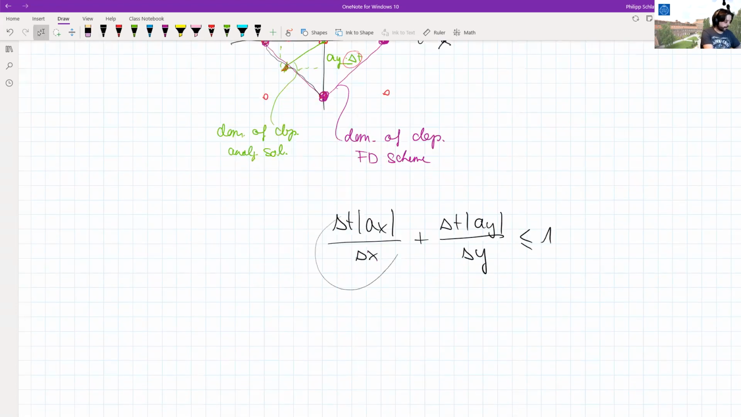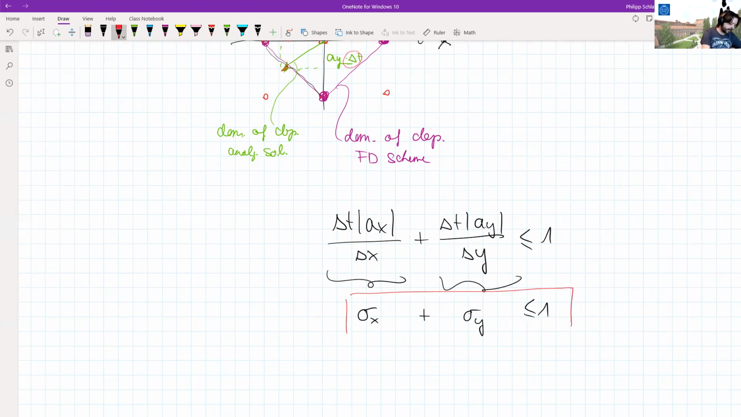Okay. This is the CFL condition in 2D. And obviously, you can think of it directly in 3D as well, because this term I can say is the same as sigma in x, because you have the speed in x and delta x in x. And this would be sigma in y, and this should be lower or equal one. So you can say that in 2D, this here is the CFL condition, CFL in 2D.